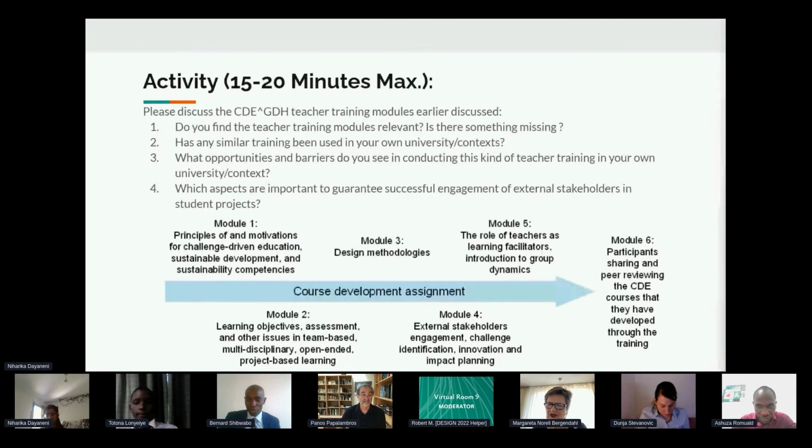Did you say there are 2 or 3 breakout rooms? We have 3 breakout rooms. So we just go with the 3. Great.